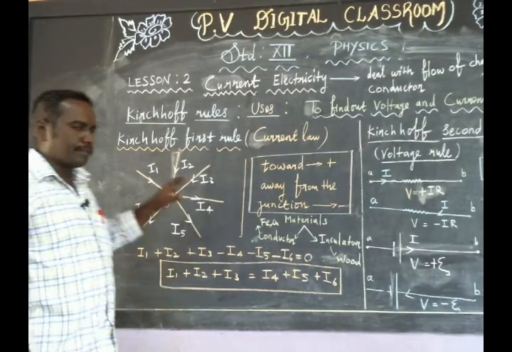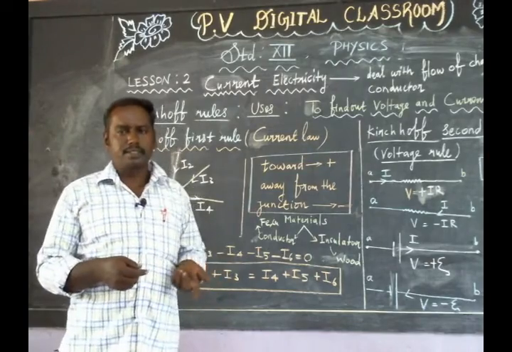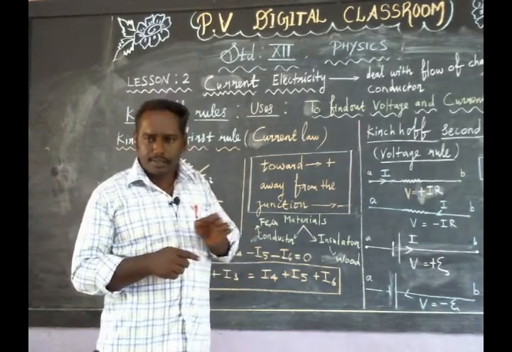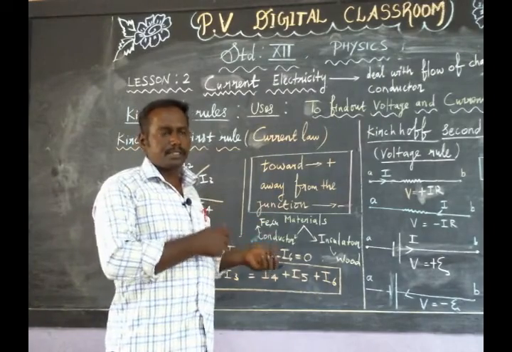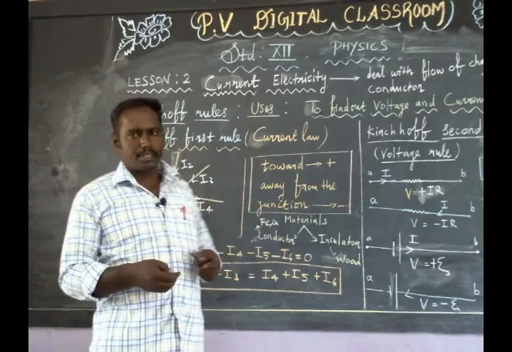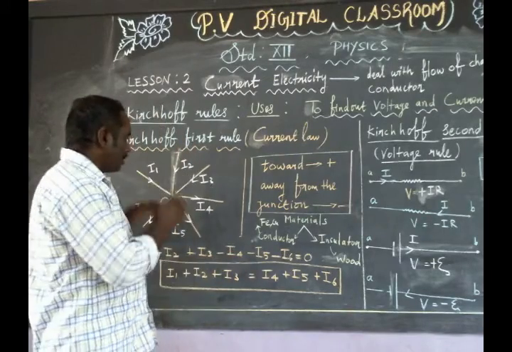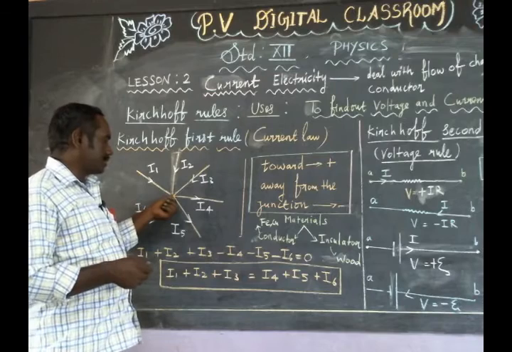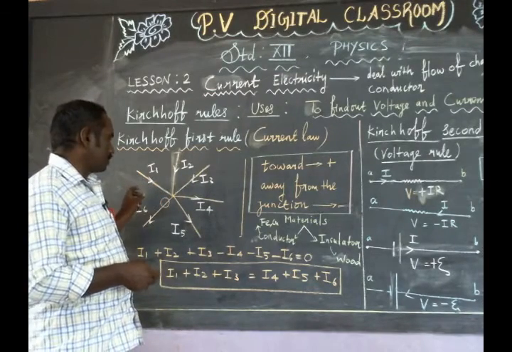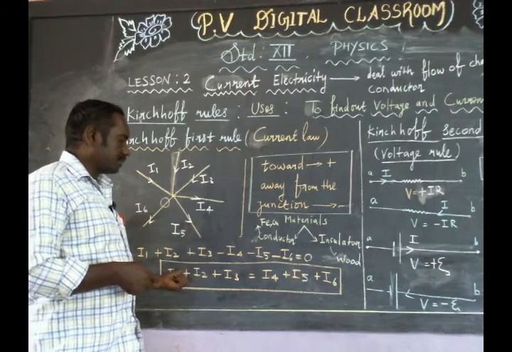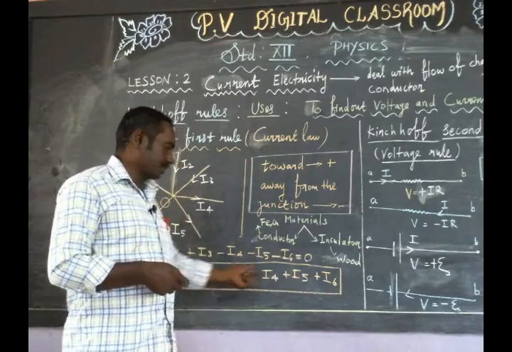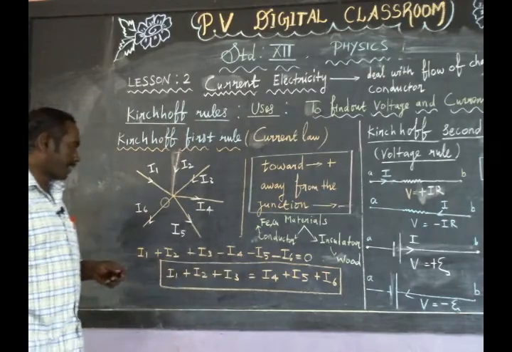What is meant by conservation of charge? Charge is neither created nor destroyed, but one form of charge is converted into another. This is conservation of charge. All the charge entering the junction is equal to the charge leaving the junction. So the current entering is equal to the current leaving. Both are the same.